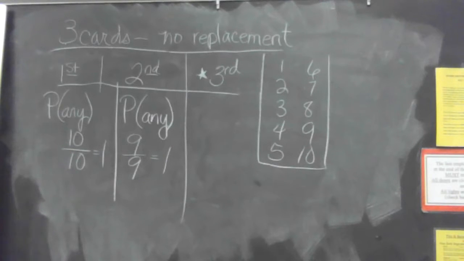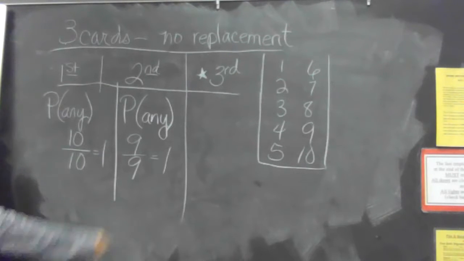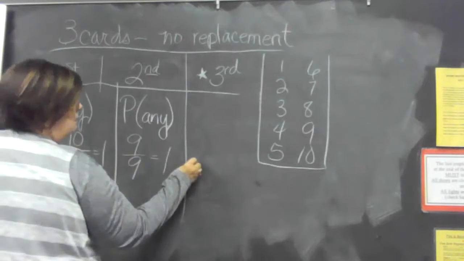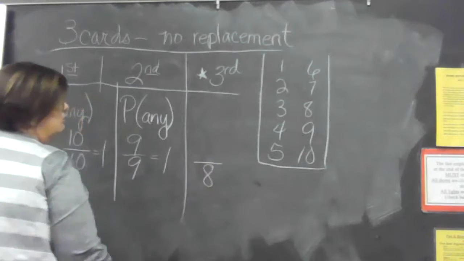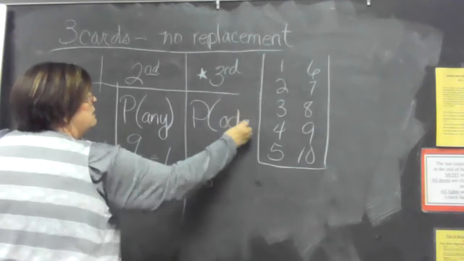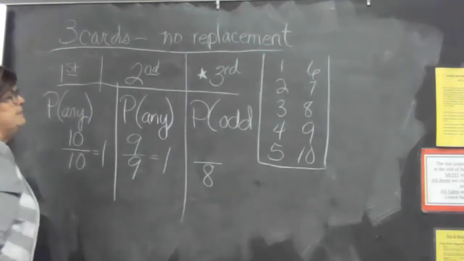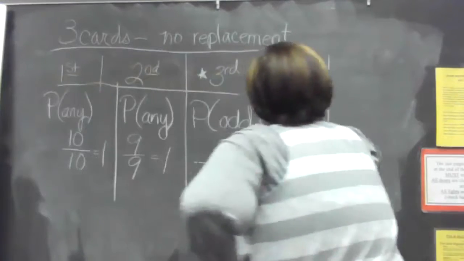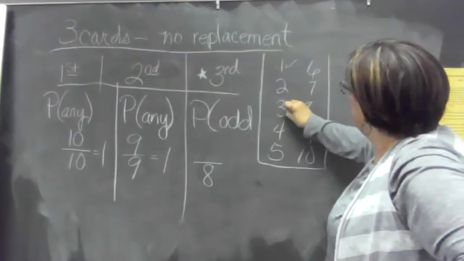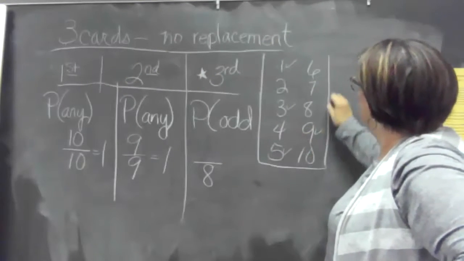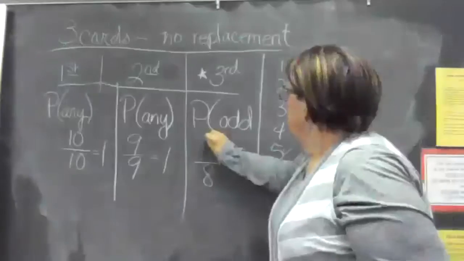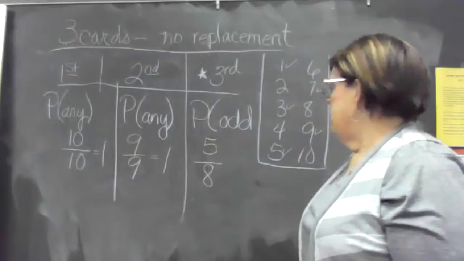Okay, I know since I didn't put this one back and I didn't put this one back, I only have 8 cards. Is that correct? Yes. Okay, I only have 8 cards. So the probability of getting an odd, I don't know how they're doing this. 1, 2, 3, 4, 5. These are the odd numbers. 1, 2, 3, 4, 5. Okay. And that's why they're getting 5 out of 8.